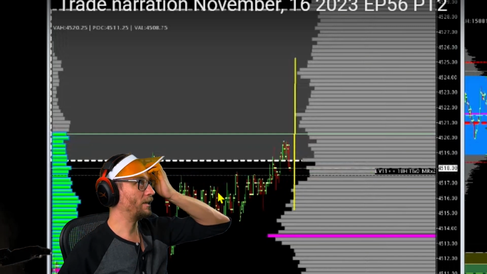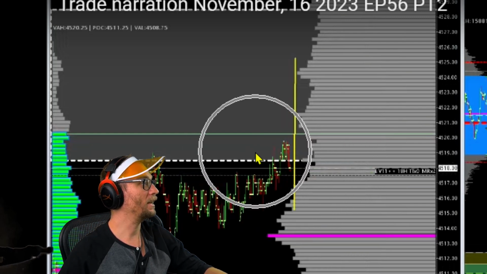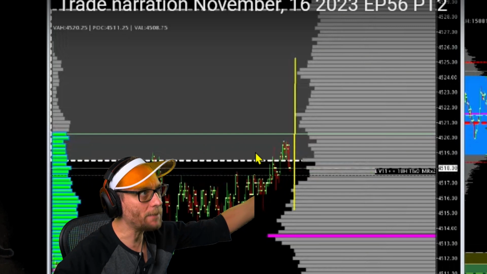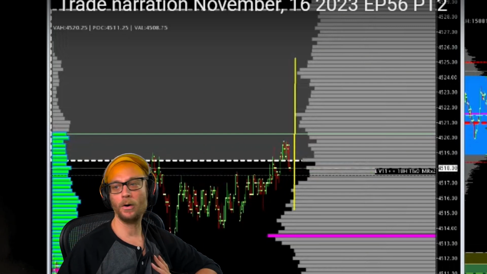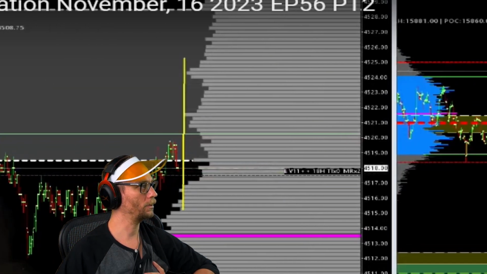ES, there's my 10-minute line. So we measured from here over. You can barely see this dotted line, but she's about to hit 10 minutes, and it is accepting. It's finally accepting above. Now, here we go down to Russell, which is actually doing something interesting here.